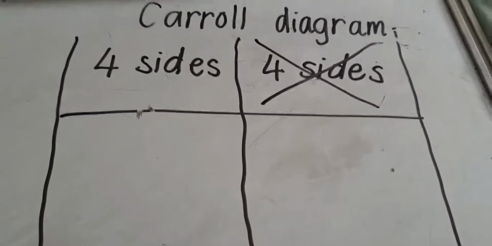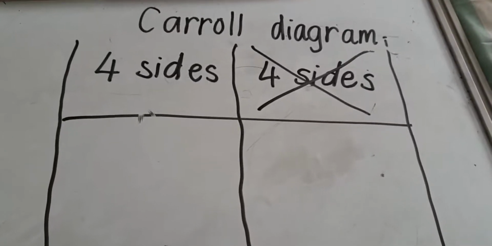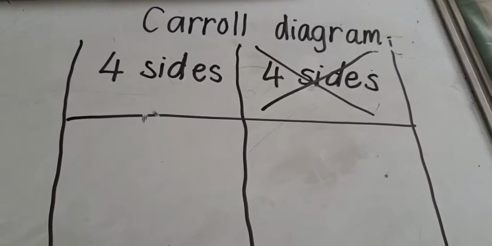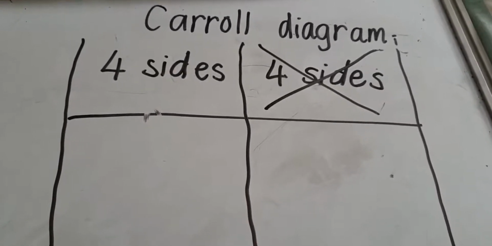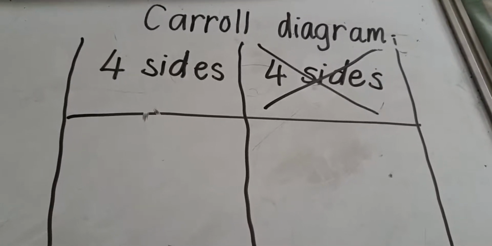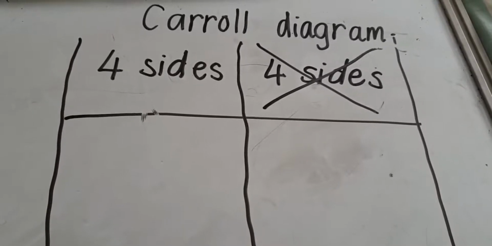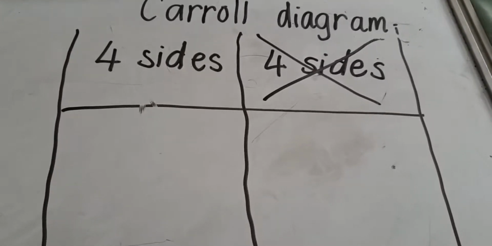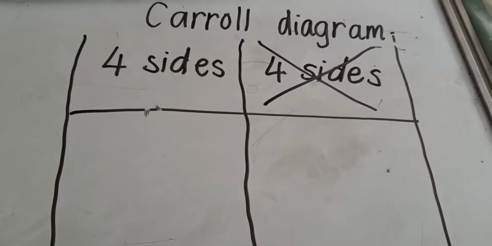Don't worry if you don't know what that is. We're going to have a look at some examples of them. We've been looking at lots of different ways of organising information. We've been looking at pictograms and bar graphs, and we've been using them to find information from. So this is just another way of organising information.